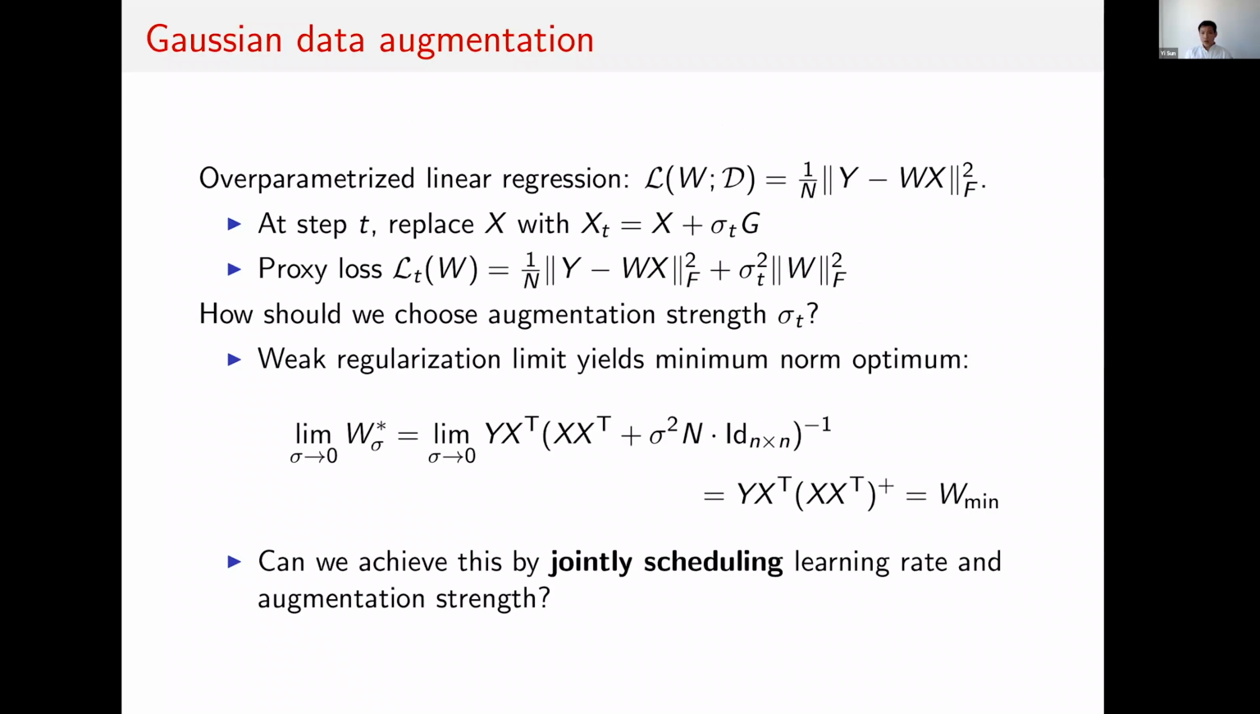On the other hand, if we take the weak regularization limit of these ridge optimizers, namely if we take the limit sigma goes to 0, we see that it actually converges to the minimum norm optimizer. And so this suggests the question of whether we can actually produce some augmentation schedule which converges to this minimum norm optimum via a joint schedule on learning rates and augmentation strength.